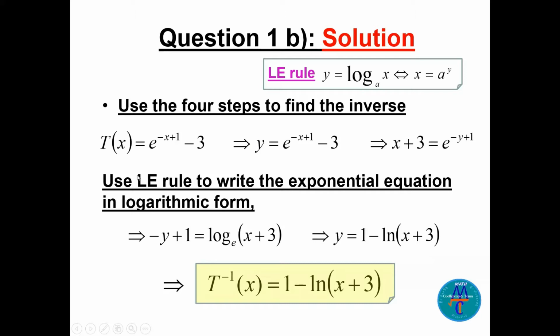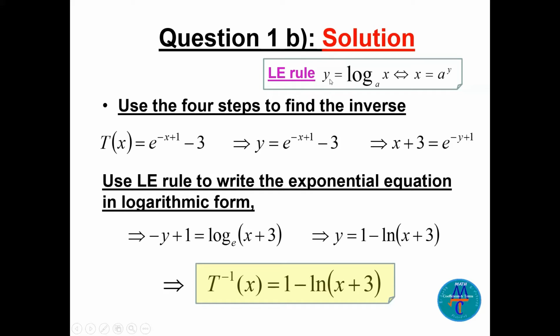Let's see. In this one, we replace t of x by y. So y equals e to the power minus x plus 1, minus 3. Now, interchange x and y and bring this minus 3 to the other side, so it becomes x plus 3 equals e to the power minus y plus 1. We will use the LE rule.